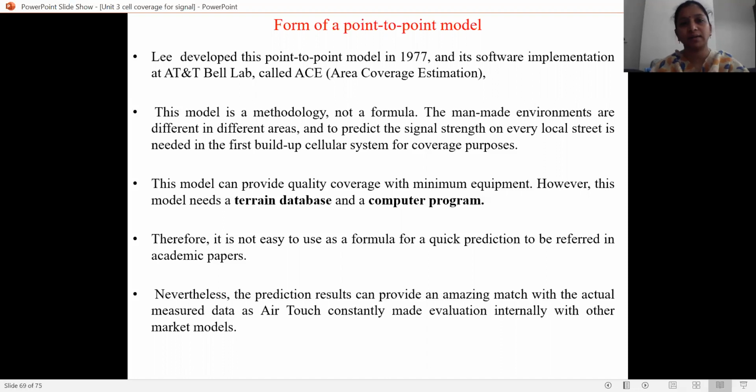advantages and disadvantages. So Lee developed this point-to-point model, which is also called the Lee model, in 1977, and its software implementation at AT&T Bell Lab is called ACE, area coverage estimation. This model is a methodology, not a formula. So we have to follow some steps.